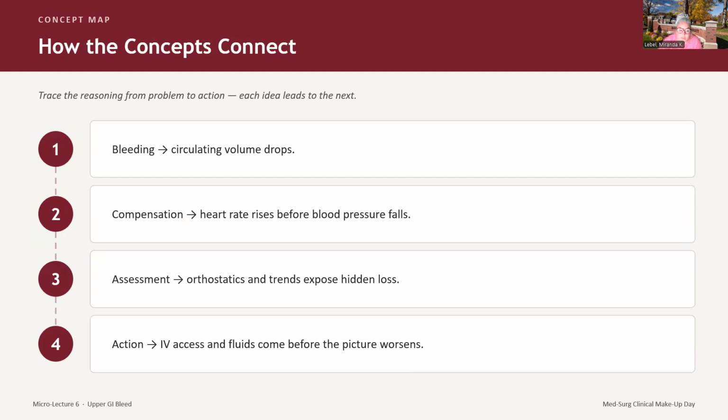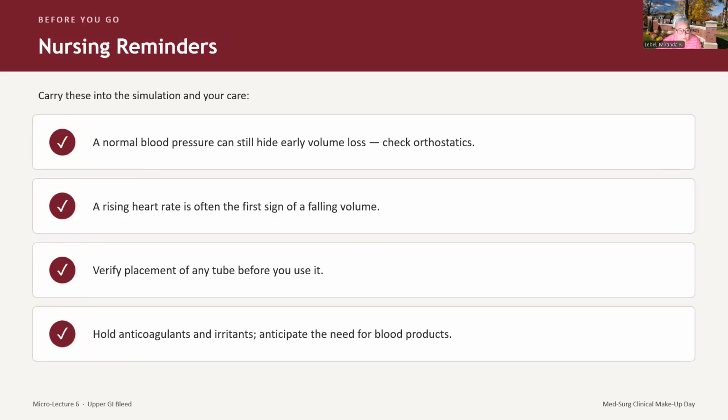Our assessment, we're going to use orthostatics and trend those to expose the hidden loss. And then our action is going to be large bore IV access and fluids before the picture worsens. So nursing reminders. A normal blood pressure can still hide early volume loss. We want to do those orthostatics. A rising heart rate is often the first sign of falling volume. You want to verify placement of any tube before you use it. And then hold anticoagulants and irritants. Anticipate the need for blood products.